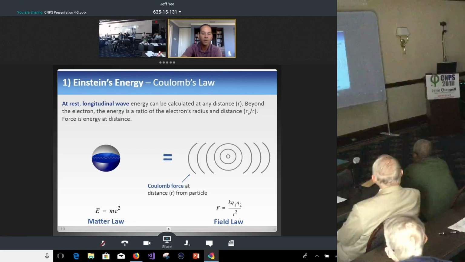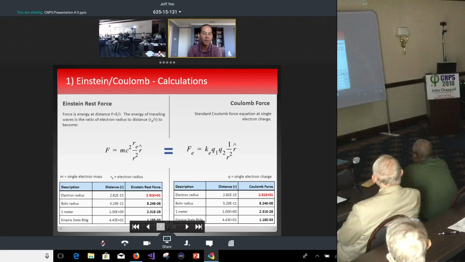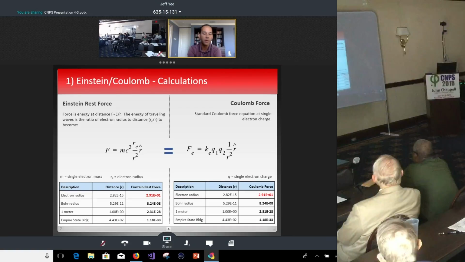Now, to relate these two, as I mentioned, everything that we found is related to the electron's radius. And so if you take Einstein's energy and you basically take it as a ratio of the electron's classical radius to the distance that you're measuring it, and then square that to become a force. Do this for a single electron at the electron's radius, that's the RE, and then on the right side you see the Coulomb's force. It's the Coulomb constant and the single electron charge, otherwise known as the elementary charge. Do this for any distance, and you'll find that these 2 are equal. And this is simple enough that everyone with a calculator in the room can reproduce this.